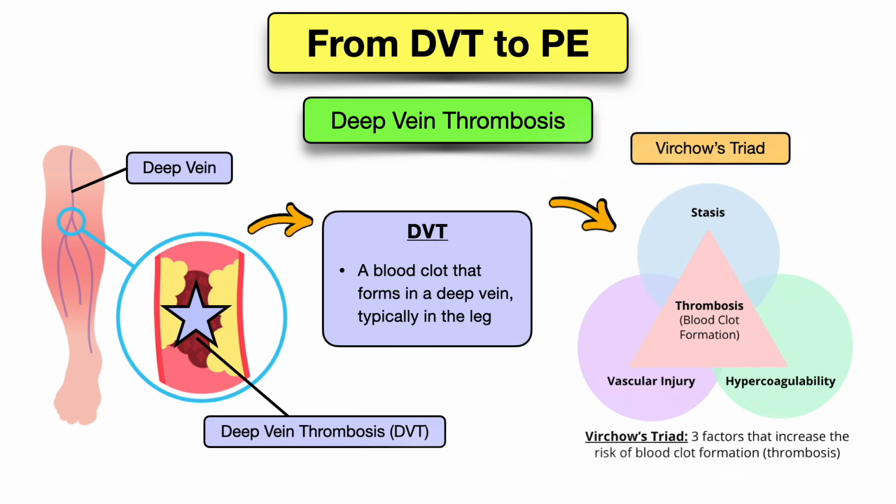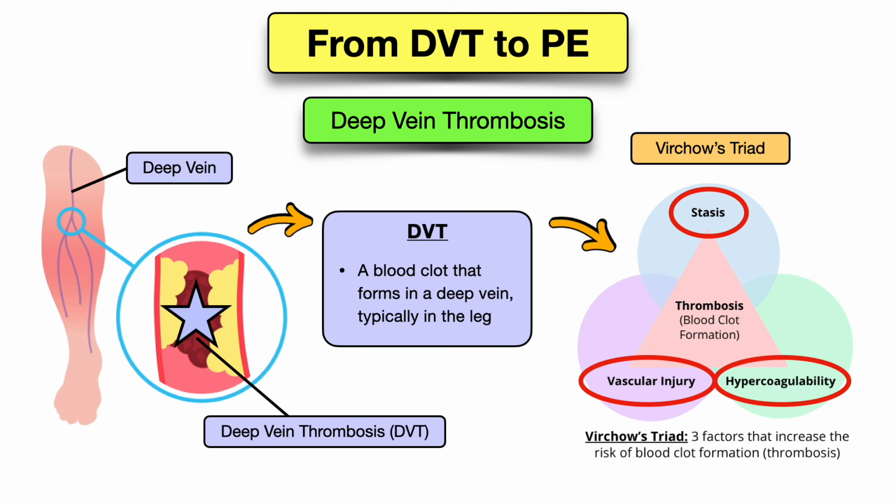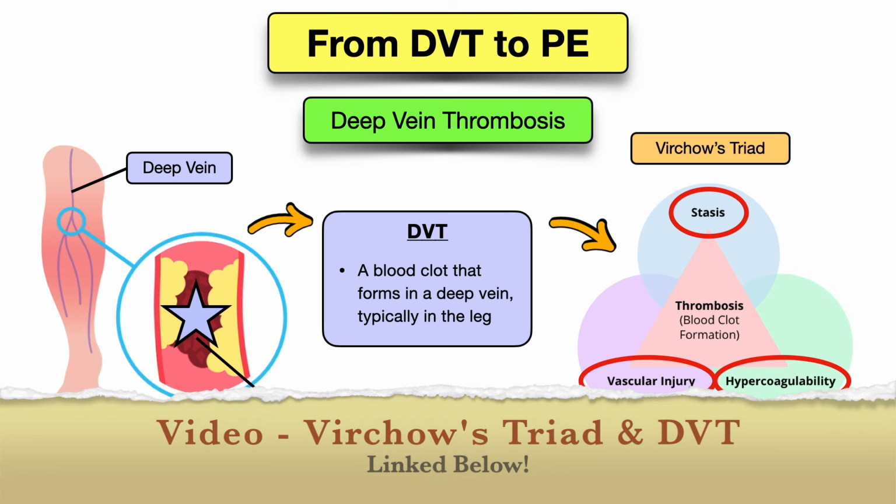In our previous video, we talked about how DVTs form. We talked about Virchow's triad, which makes up 3 factors that increase the risk of blood clot formation, a process called thrombosis. These 3 factors make it more likely to get a blood clot. To learn more about how a DVT forms, make sure to watch the video on Virchow's triad.